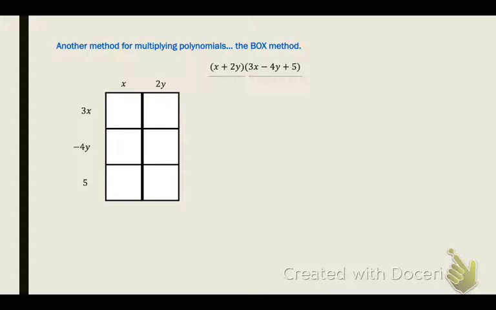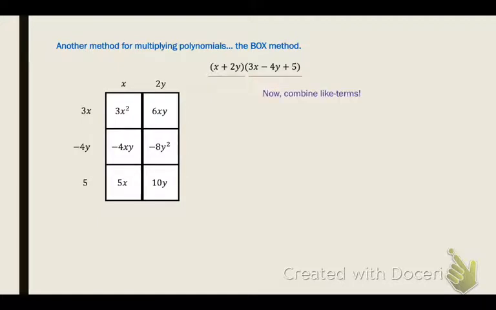And now we're just going to find the area of each box. So remember, the area is just the length times the width. So like in this first box, we have x times 3x is 3x squared. The second box, we have 2y times 3x is 6xy. The next box, x times negative 4y is negative 4xy. The next one, 2y times negative 4y is negative 8y squared. Then x times 5 is 5x. And then 2y times 5 is 10y.